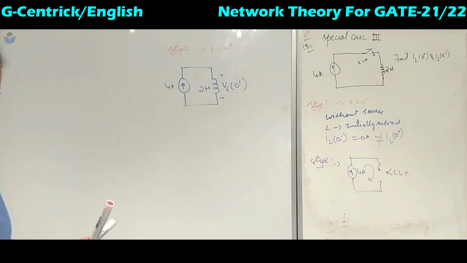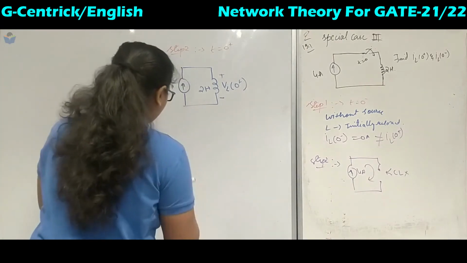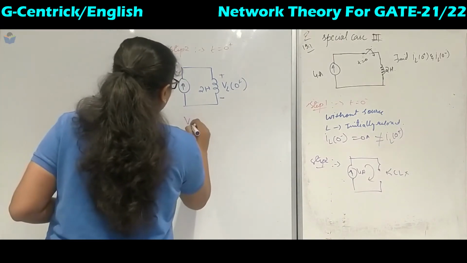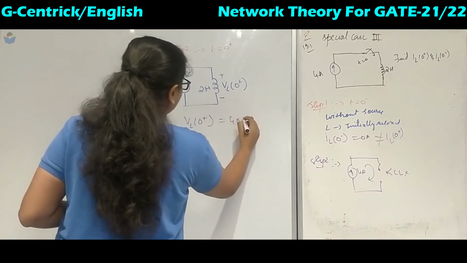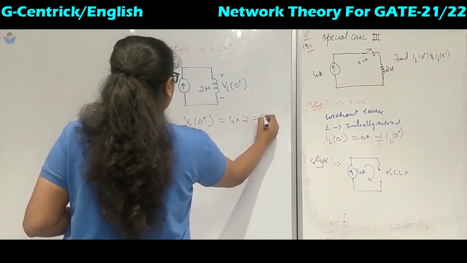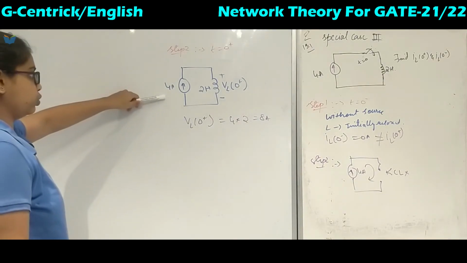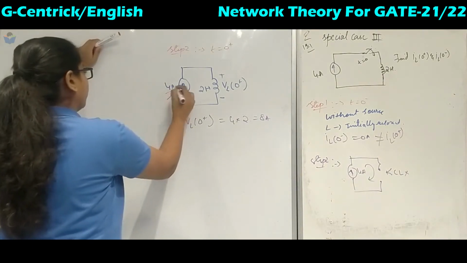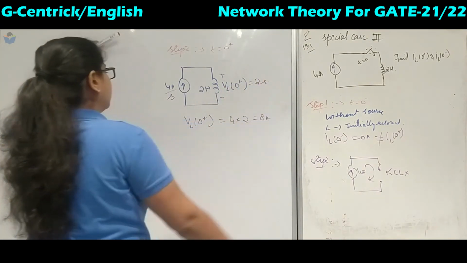Okay, so now we will find out the voltage in this one. The voltage VL of 0 plus is nothing but the current in the circuit and 2 Henry. That is 8 amperes. Before that, we have to convert this into the Laplace domain. So it will be 4 by S, and this is nothing but 2 into S.